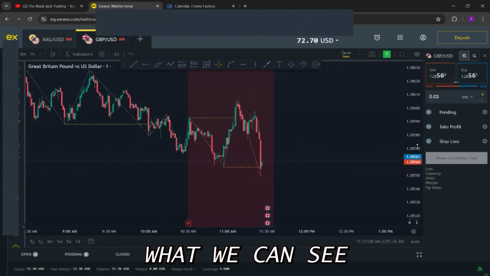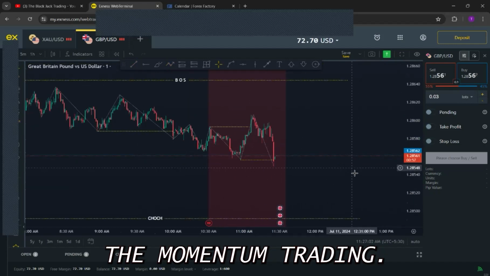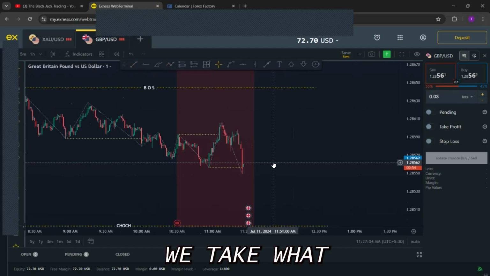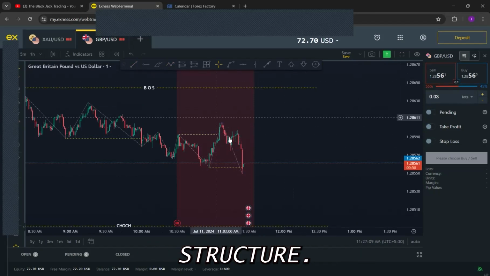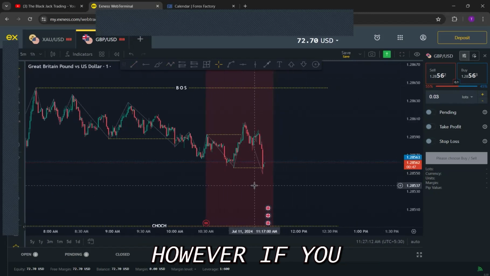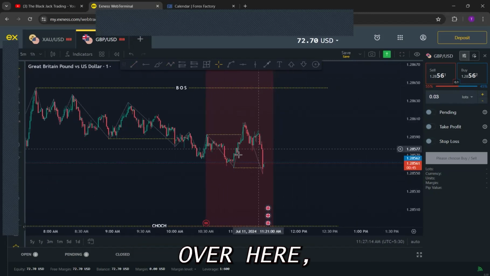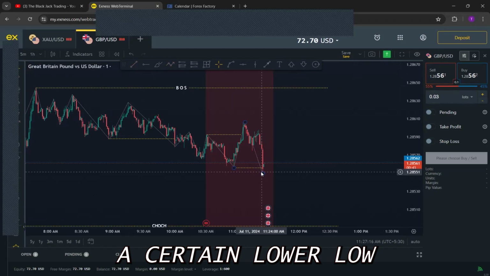So majorly what we can see over here is that normally in momentum trading, what we usually do is understand where the price is trying to go in the major structure. Okay, so major structure is upside. However, if you see what is happening over here, the price first created a higher high and then created a sudden lower low in the market.